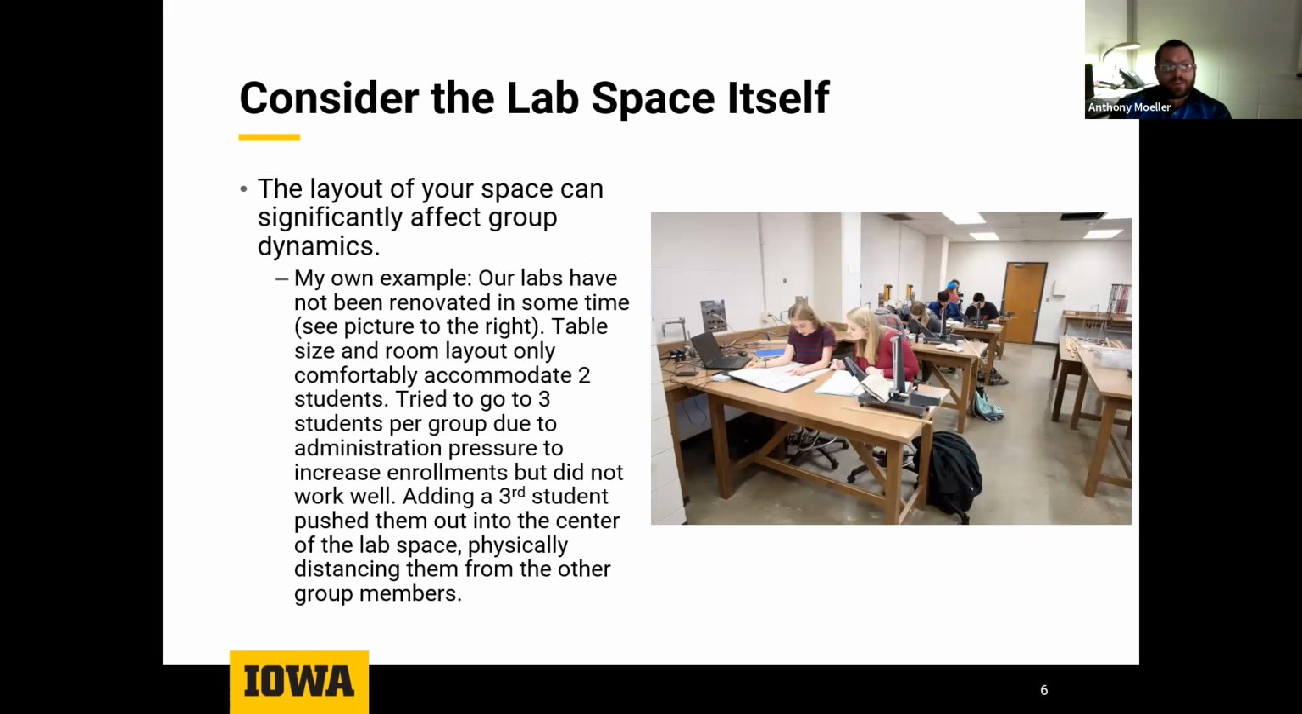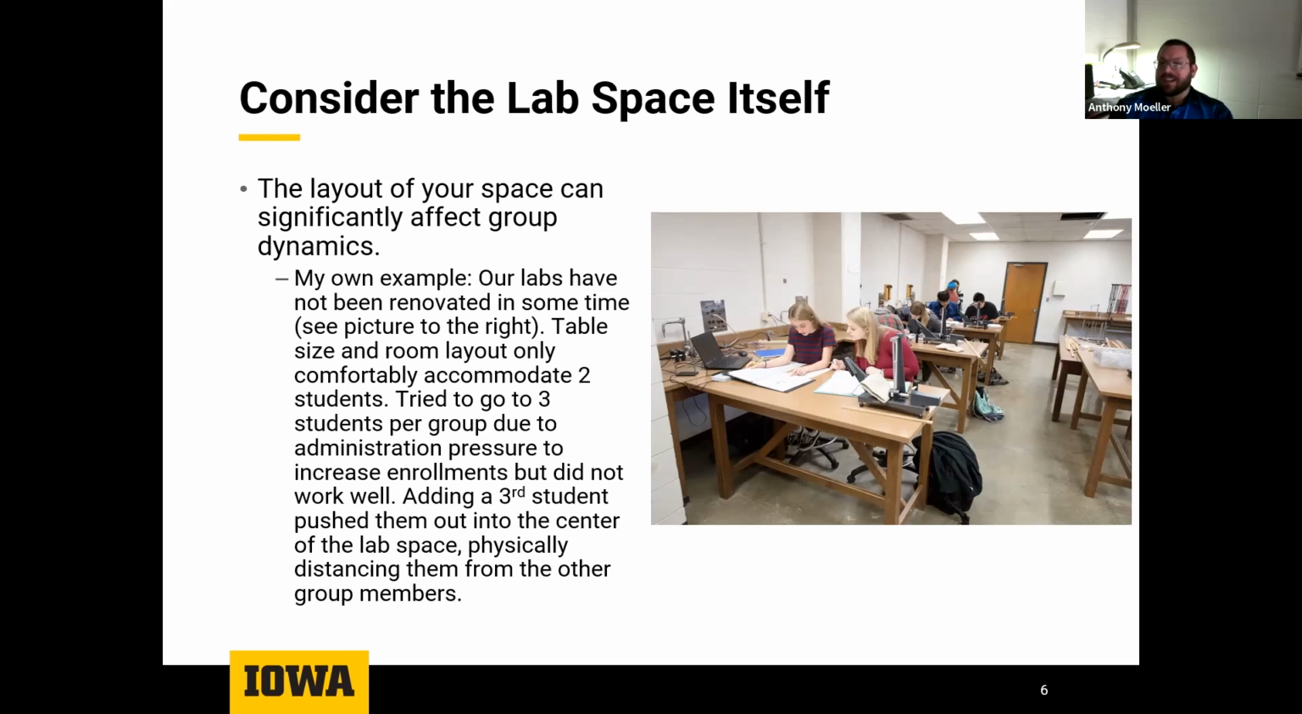here in Iowa. So our labs are probably due for renovation, right? The picture you see here is a picture of our labs. It's a decently spacious area. It's an effective space, but it's an older design, right? And so the tables themselves accommodate 2 students per group pretty well.